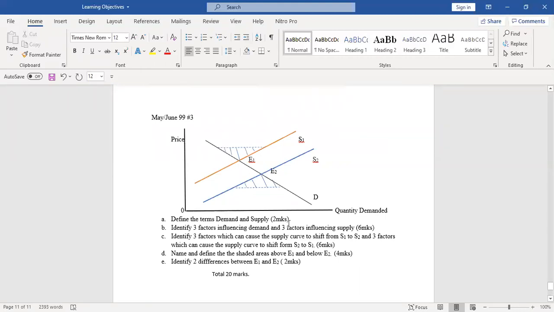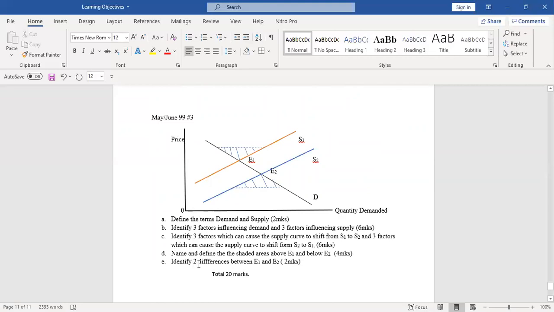What about the area below E2? You all know this. What is this area called? Above E1 is excess supply or surplus. Below E2. Excess what? You have to be specific, Kevin. Excess demand or a shortage. Right. Very good. An excess demand occurs or a shortage occurs when quantity demanded is greater than or exceeds quantity supplied. Right?